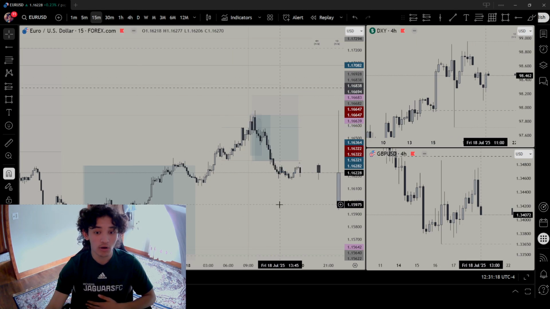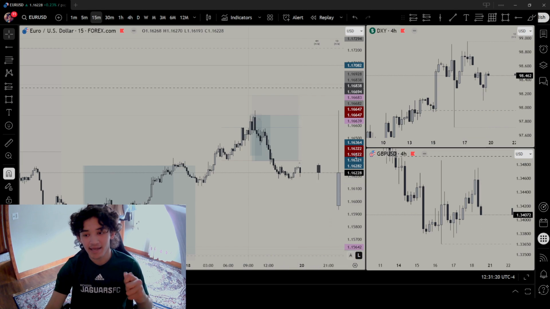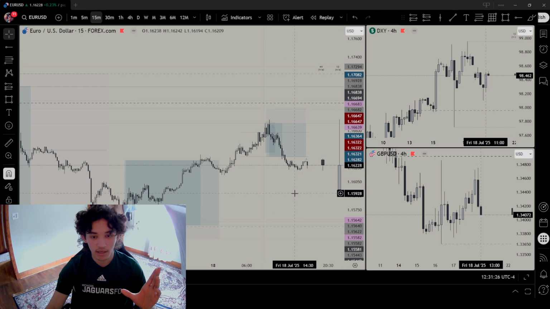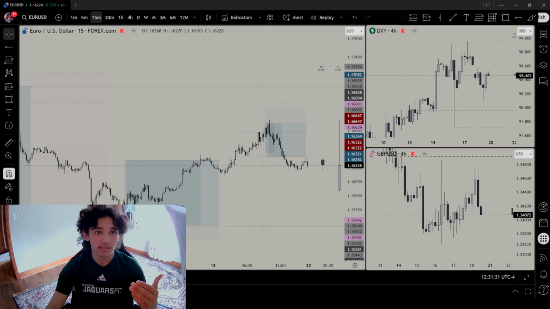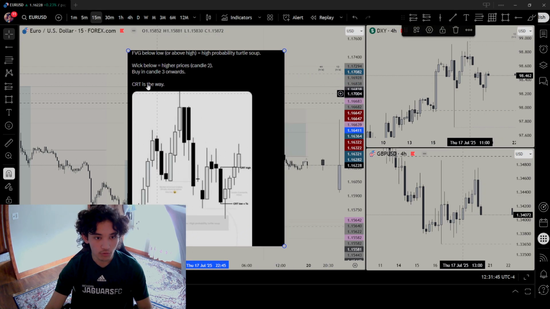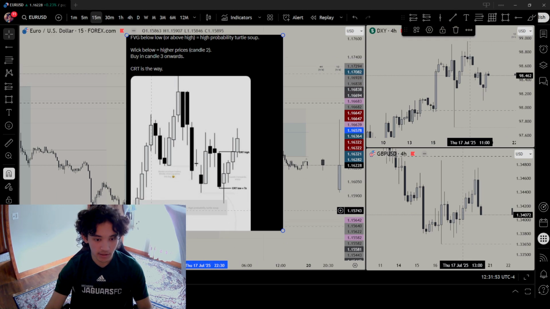Second lesson is I will no longer enter the way I did. My ways of entering the market will be a little bit different from now forward. It's going to be entering on the fair value gap above or below old highs and old lows. Let me pop up this theory from Romeo himself. Let's see. Romeo said that a fair value gap below or above an old high equals high probability turtle soup. Quick below equals higher prices. So here's the way. You can see below this old low was a fair value gap that got tapped.